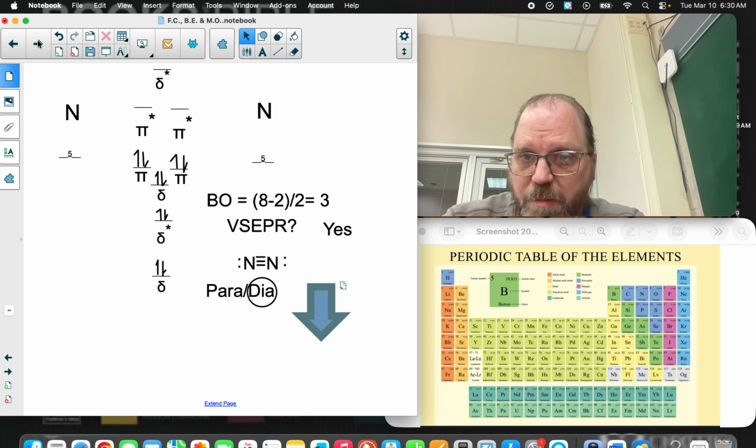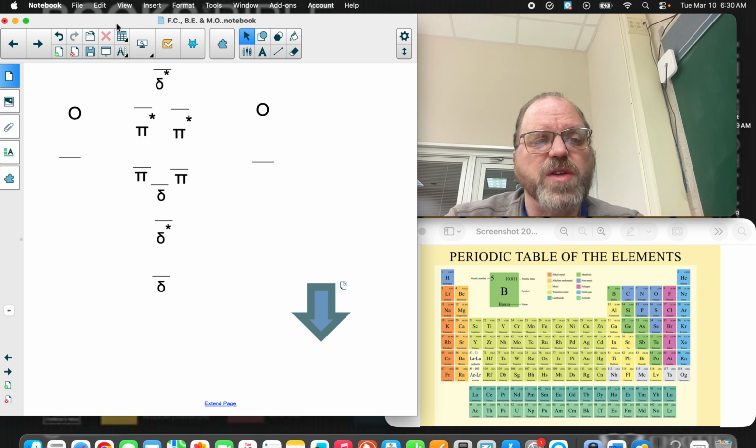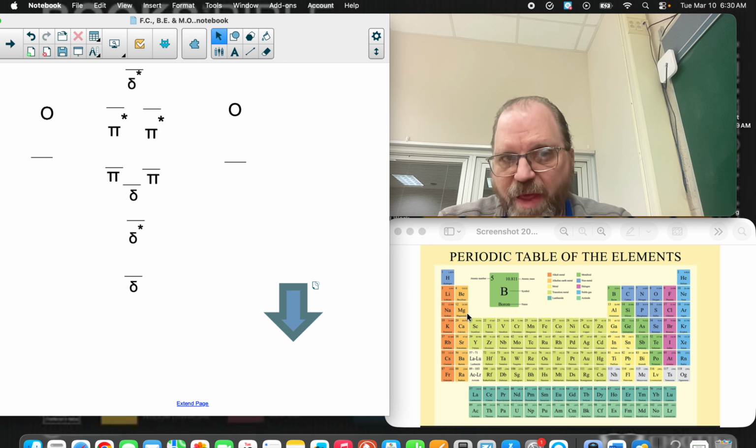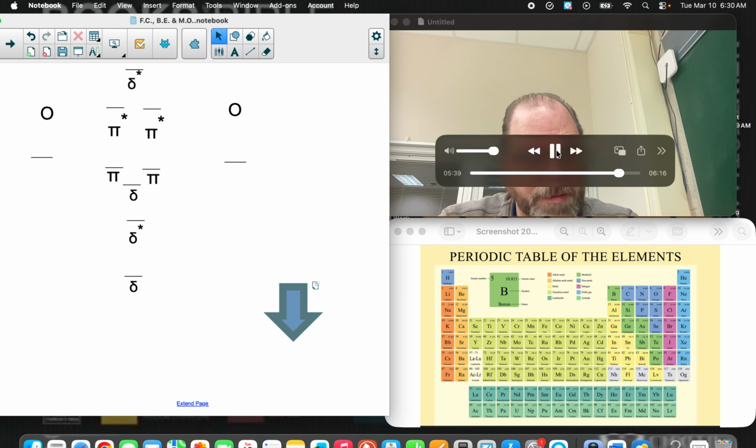Let's see one that would be an example of a paramagnetic. So let's look at oxygen. Take and do this one on your own, and then we'll go through and discuss it. Pause it, work through it.